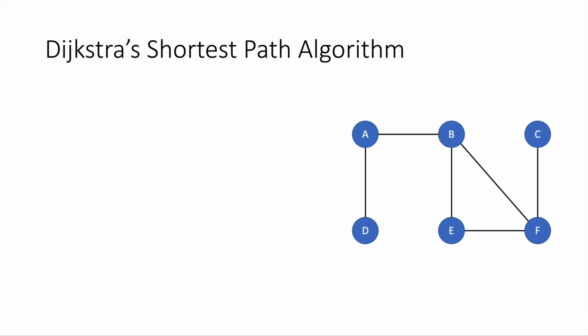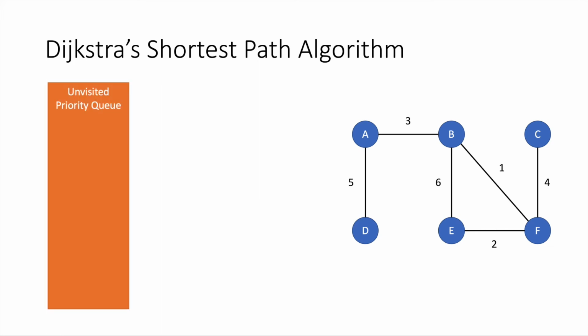To make this a little bit more interesting and highlight Dijkstra's strengths, let's go ahead and add weights to the edges of this graph. Dijkstra's shortest path algorithm uses two data structures. The first is an unvisited priority queue that keeps track of which vertices have not yet been visited by the algorithm, and a current vertex pointer.